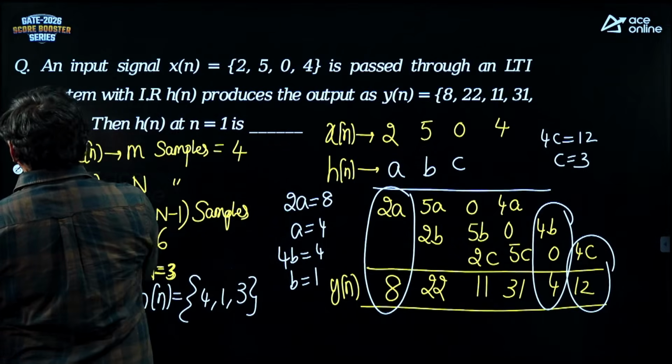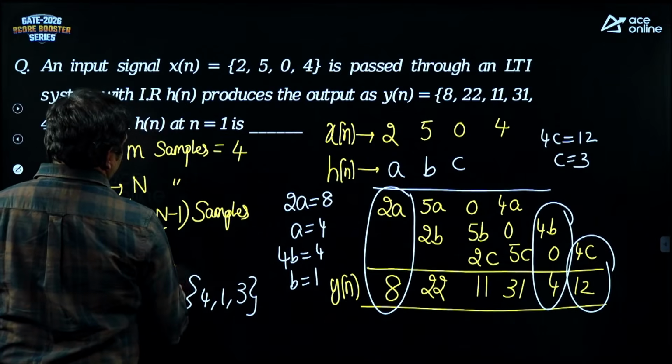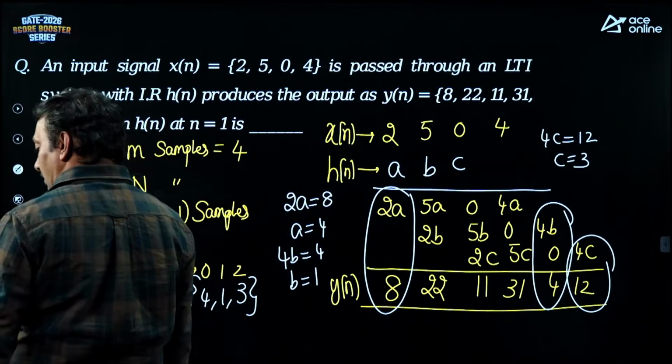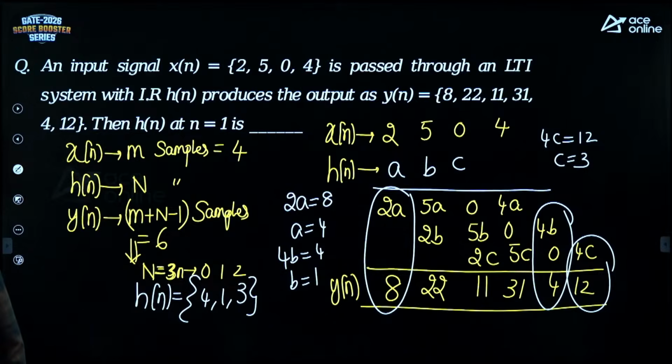But what is the answer expected? He wants the answer for h of n at n equals 1. How much is it?